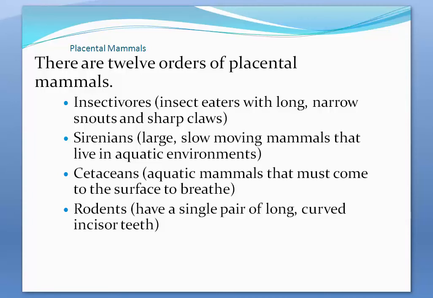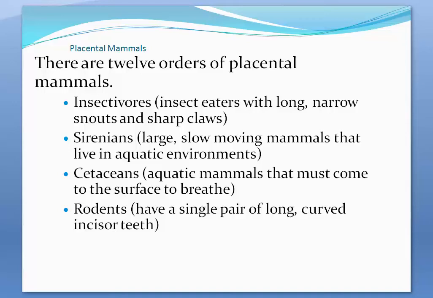So our first are insectivores, and so this is pretty easy to know what an insectivore is. It's going to be one that eats insects, and they usually have long, narrow snouts and sharp claws. So the sharp claws should mainly be for digging, long, narrow snouts to kind of dig their way into areas that might be a little more compact or cramped. So insectivores is our first, and then sirenians.